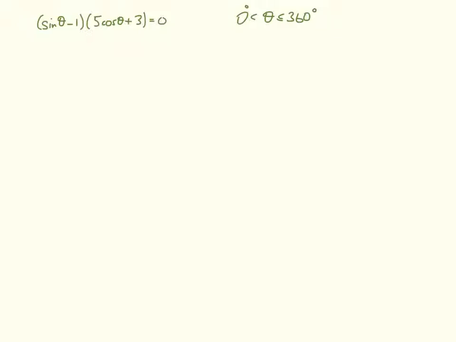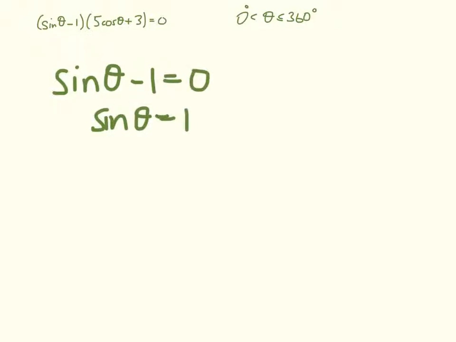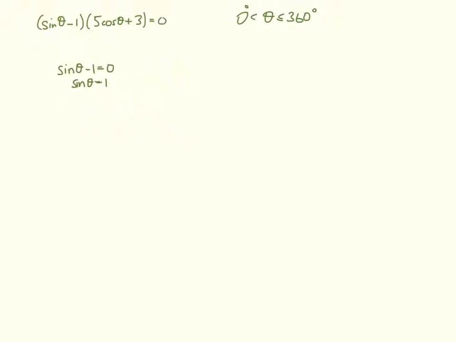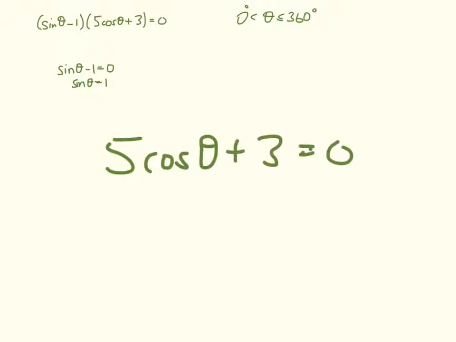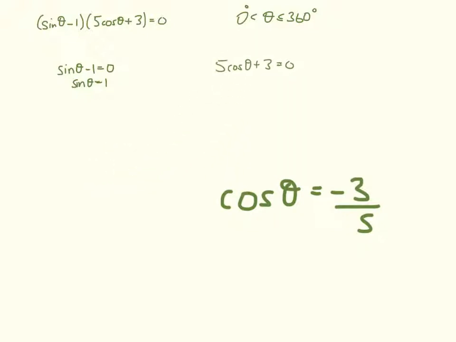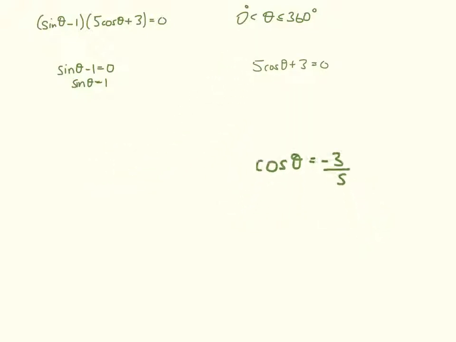So we can set up two equations now. Either sine of theta minus 1 would be equal to 0, which would give us sine of theta is equal to 1. Or we could get 5 cos theta plus 3 is equal to 0, which, if we take the 3 to the other side, then divide by the 5, is going to give us cos of theta equals negative 3 over 5. So all we're going to do is just solve those two equations separately.